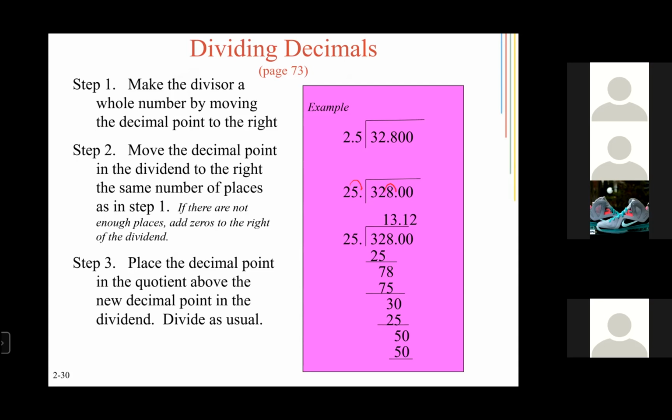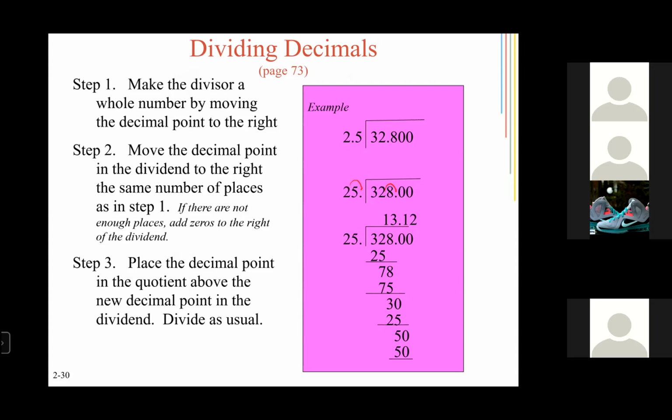Now it's easy. Most people could see right away that 25 goes into 32 once. Okay. And once you know that's once, then you multiply one time, so you get 25. 25 from 32 is 7. You bring the 8 down, you continue your division. But when you're trying to divide 2.5 into 32.8, it's not as clear to work that out mentally.